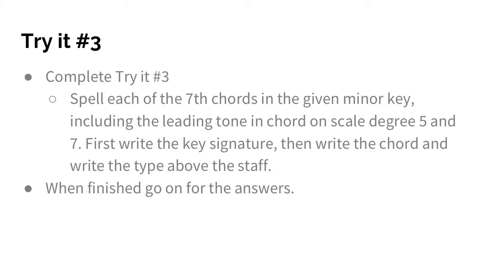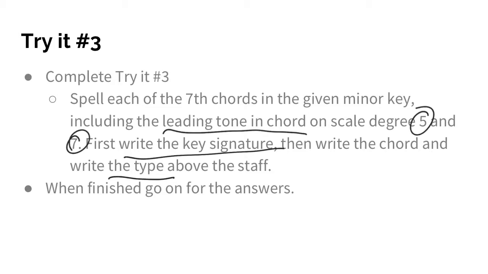All right, you're going to complete triad number three. You're going to spell each of the seven chords in the given minor key, including the leading tone on scale degree five and seven. Write the key signature, and then write the type above the step. So pause the video, complete that, and then go on for the answers.